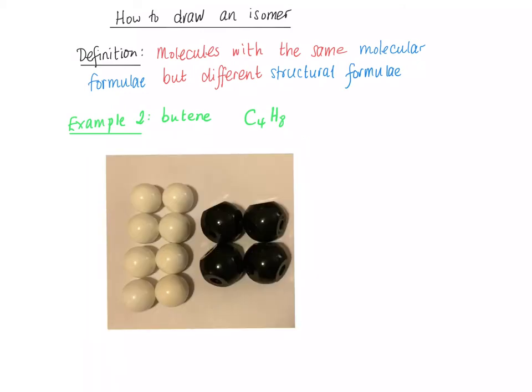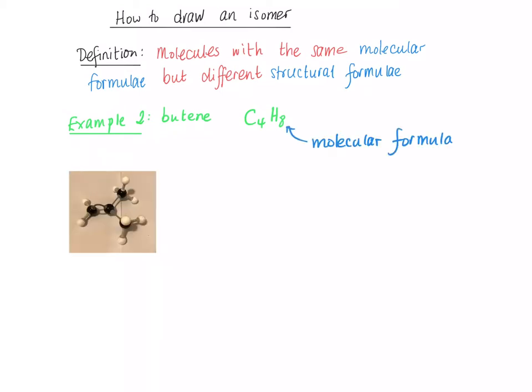If we look at a different example, an alkene, for example butene, this is C4, there are 4 carbons, H8, there are 1, 2, 3, 4, 5, 6, 7, 8 hydrogen atoms. Butene is an alkene, which means it contains 1 carbon-carbon double bond. So in this molecule here, in this isomer, we show the carbon-carbon double bond because there are 2 bonds between this carbon and this carbon.